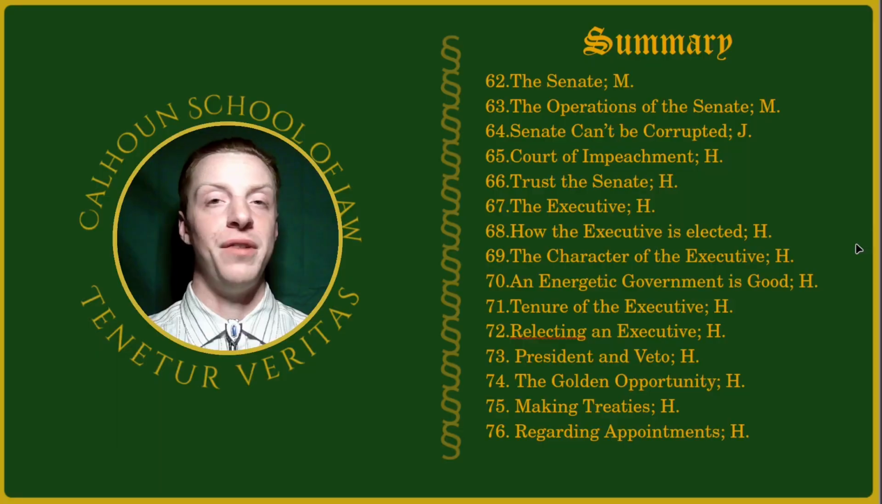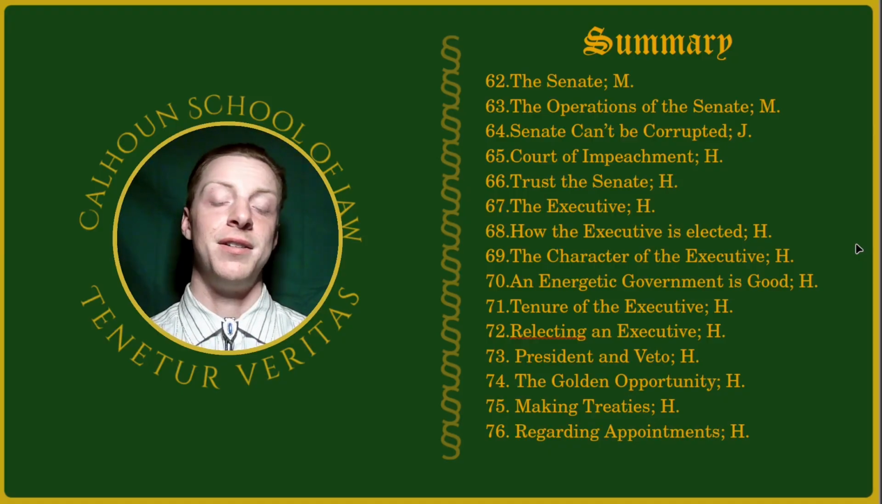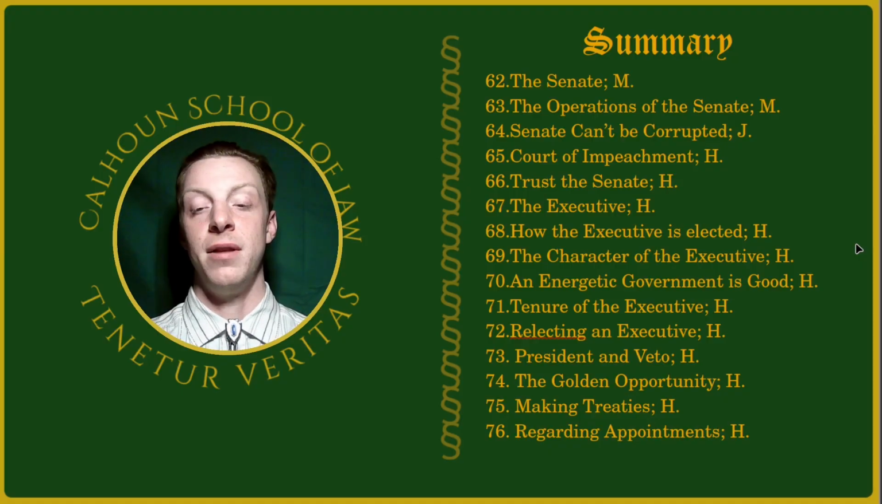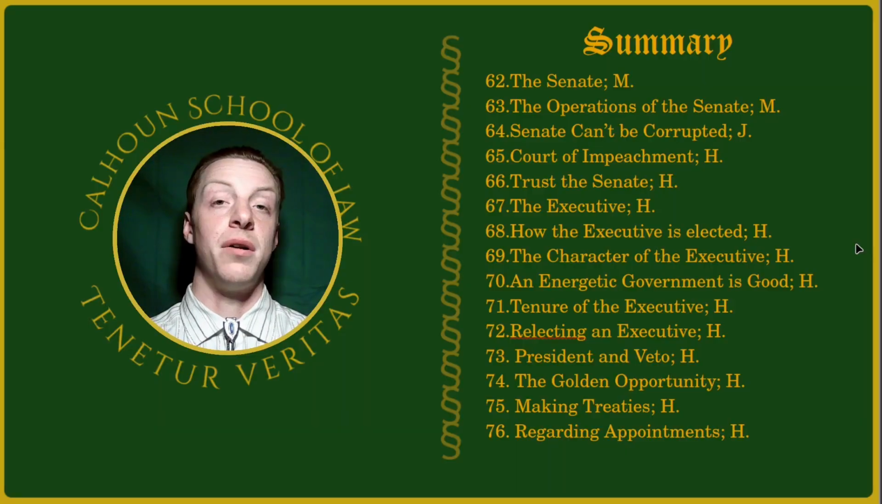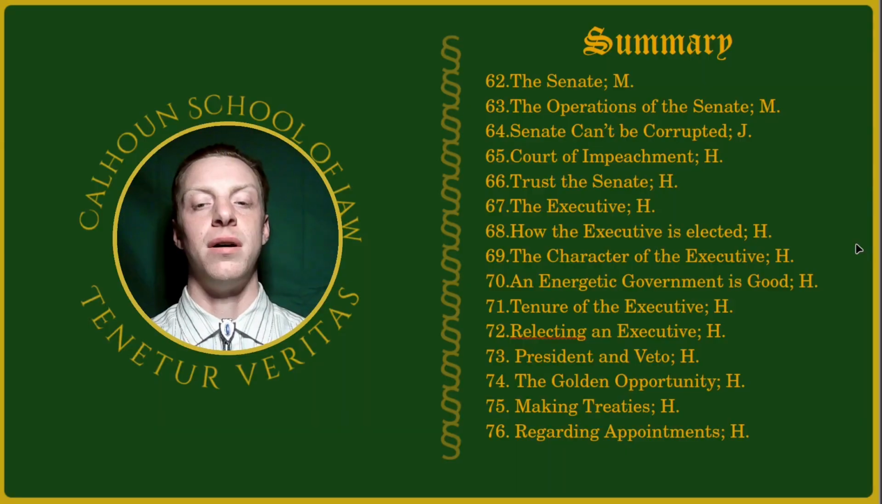Number 73, President and the veto from Hamilton. He explains why it's so important that the president have another check against the other two branches, against the Congress in particular. But why it was so important that the president not only have the sword to wield, but also a diplomatic veto.